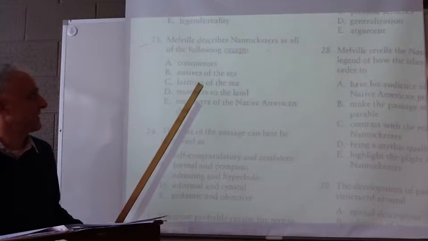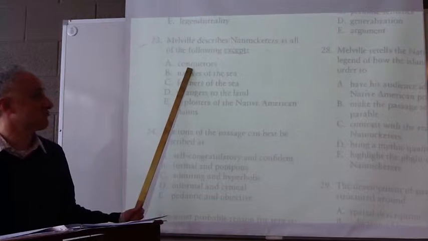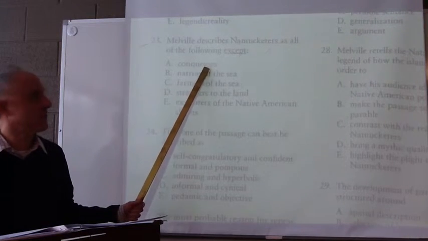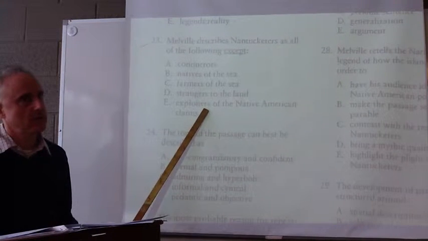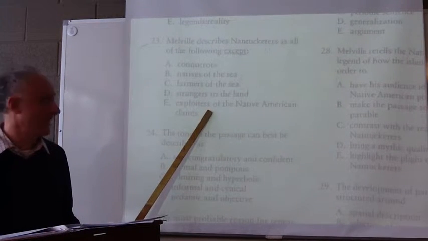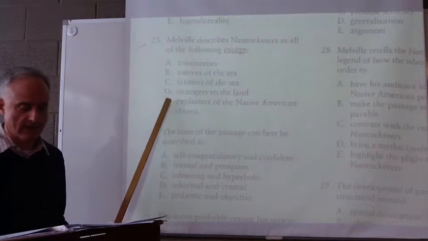This should be pretty easy. The Nantucketers, maybe they weren't conquerors, but they mastered the sea. Were they exploiters? No. They weren't taking advantage of someone else at their expense. So that's why that's E.